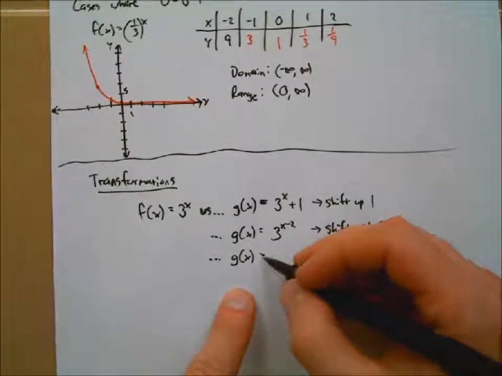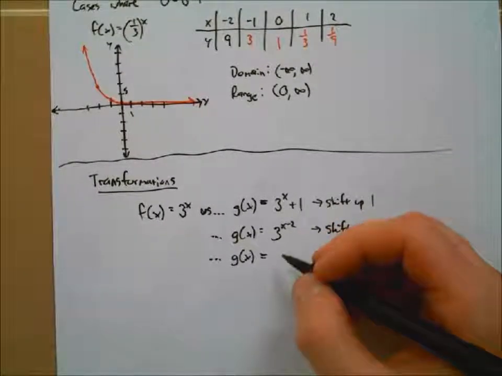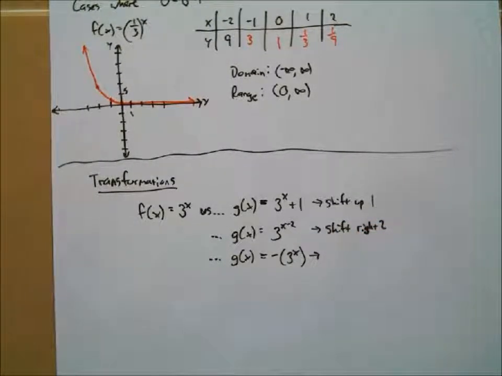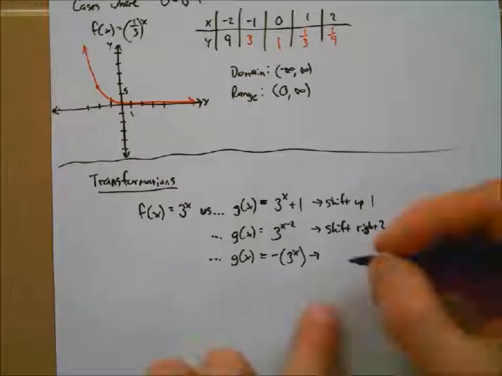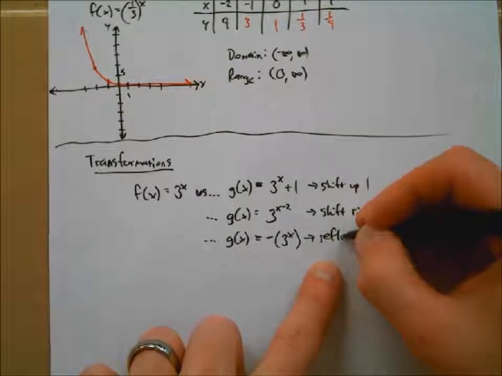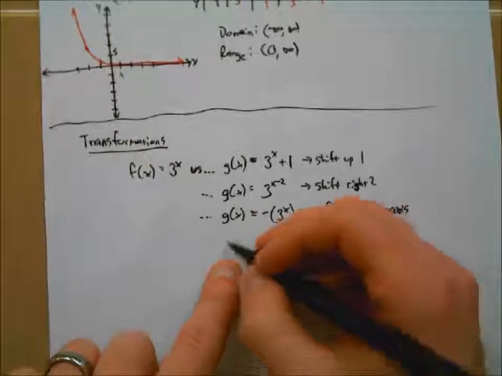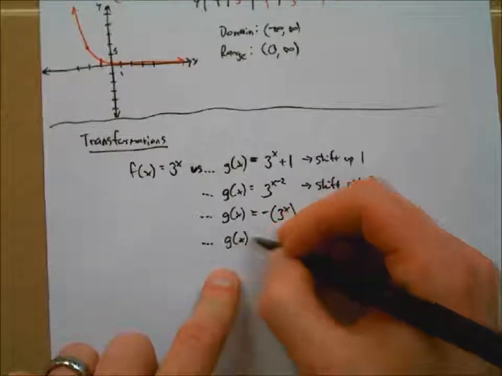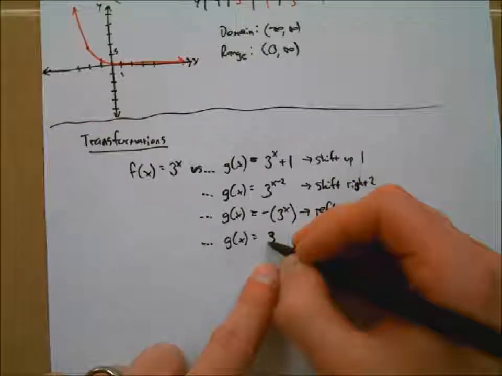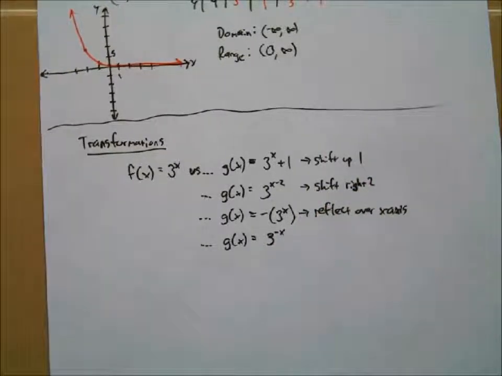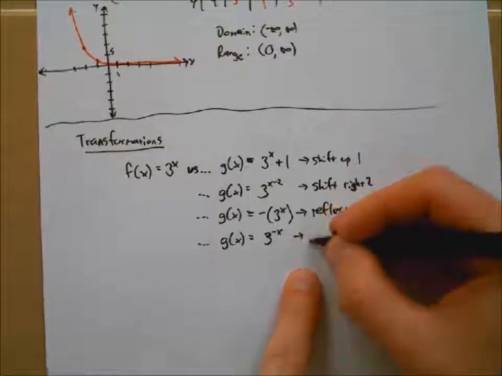If we take that 3 to the x and put a negative in front, negative, parentheses, 3 to the x, what kind of transformation would that result in? Reflect over the x-axis. And if we want to reflect over the y-axis, then I would need to write g of x equals 3 to the negative x. Okay, that is a reflection over the y-axis.